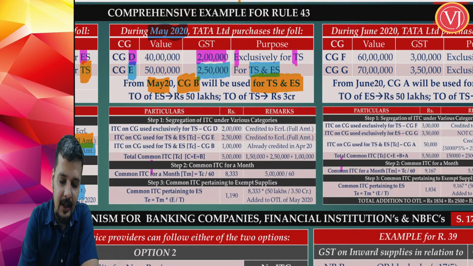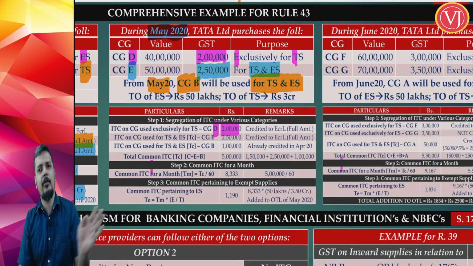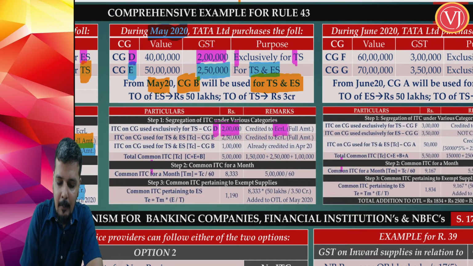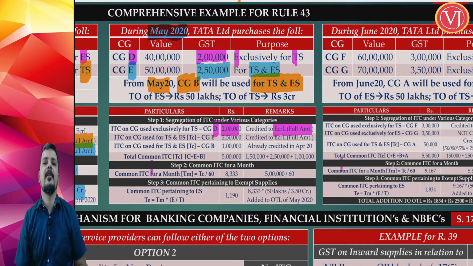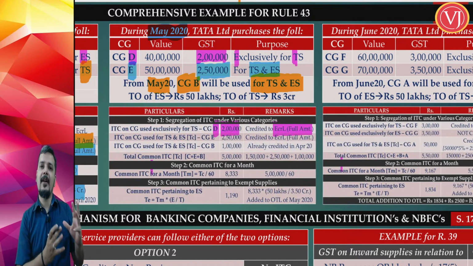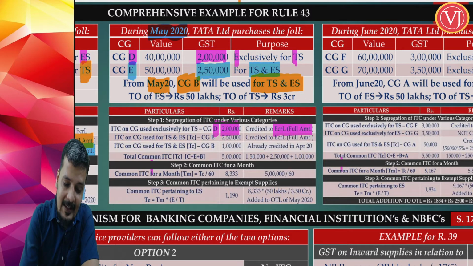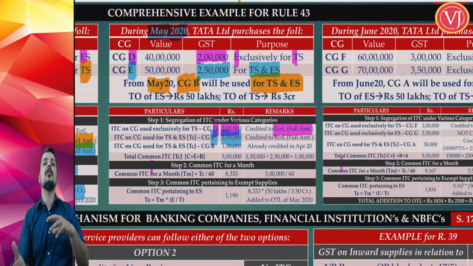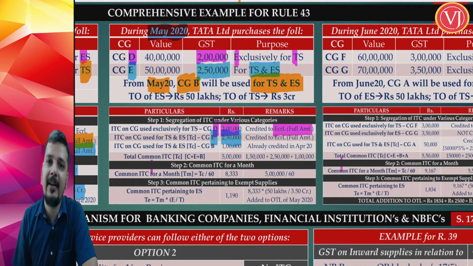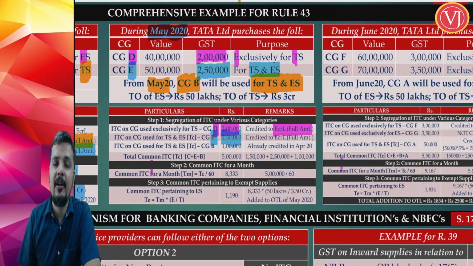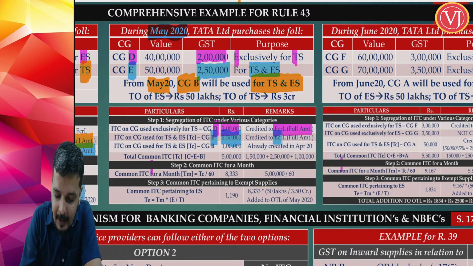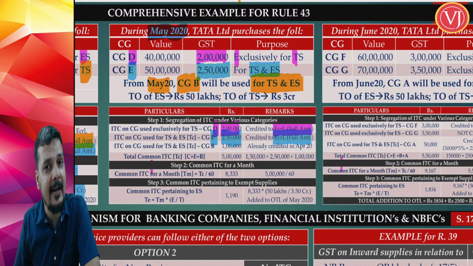Capital goods D, 2 lakhs, exclusively used for taxable supplies, no issues. Why? Full amount will be credited to electronic credit ledger. It is covered under the full category and you will get full credit, because it is used only and only for taxable supplies. Capital goods E, 2,50,000, is used for both taxable as well as exempt supplies. So it is covered by the common category. You should get only proportionate credit, but for the time being you will enjoy entire credit.